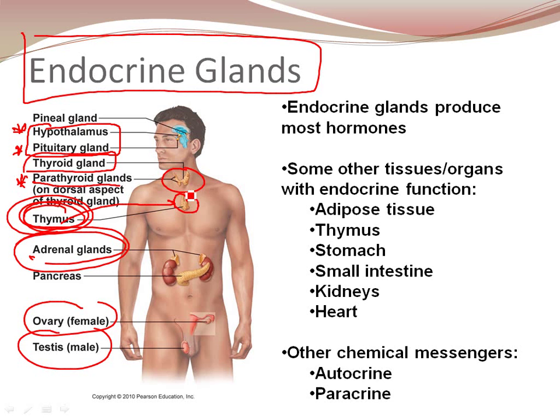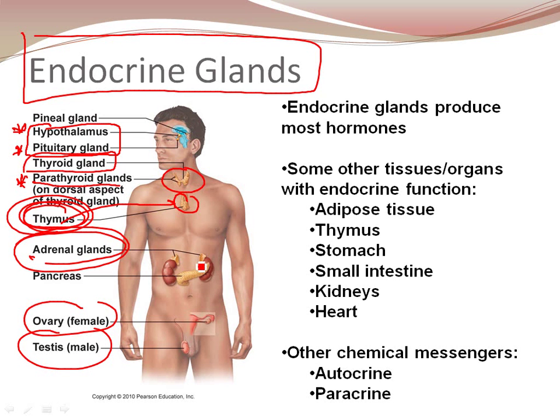Your thymus gland sits just superior to the heart, and it's larger and more active in infants and children. You heard a little bit about that when we covered the immune system. It secretes hormones that are involved in your T lymphocytes maturing properly.